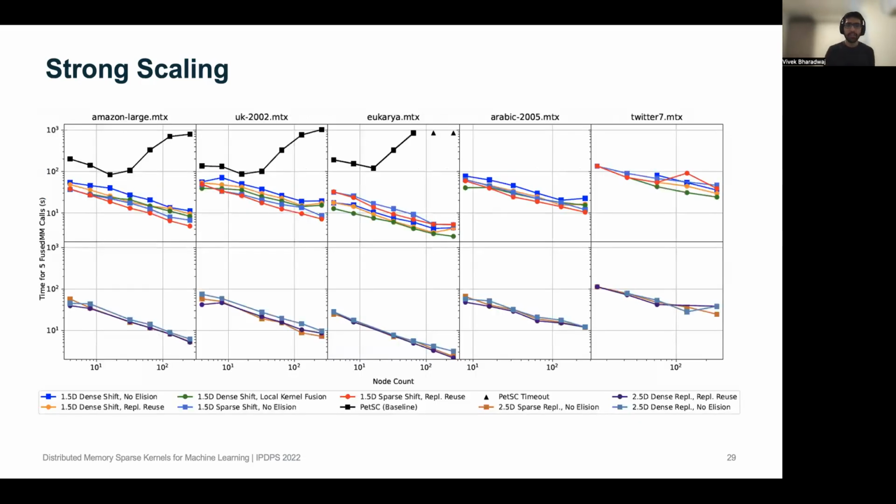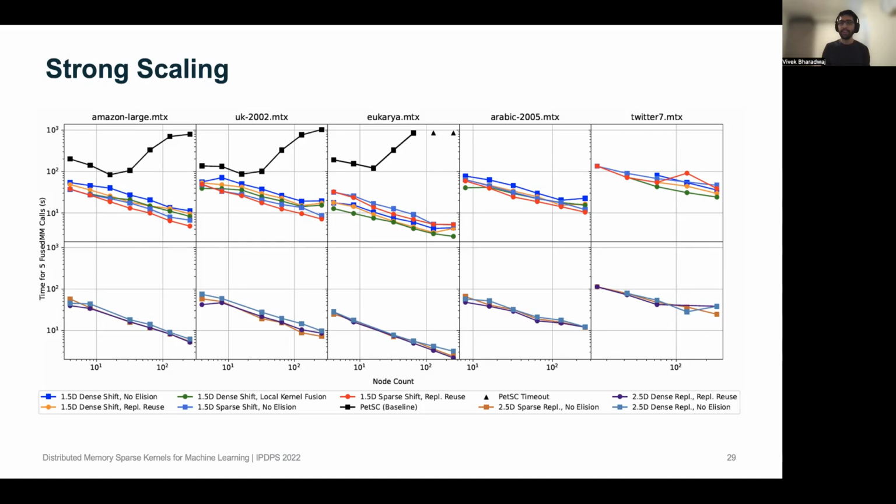And here are our results. I'll just highlight a few curves from this set of plots. So the black curve that you see on top, this is our baseline comparison of PETSc. You can see that PETSc very quickly exhibits poor scaling at high processor counts. The red curves here are 1.5D sparse shifting algorithms employing replication reuse. So these by far have the best time when the sparse matrix has relatively few non-zeros compared to the total number of entries in the dense matrix. And we see this for the Amazon and UK matrices.